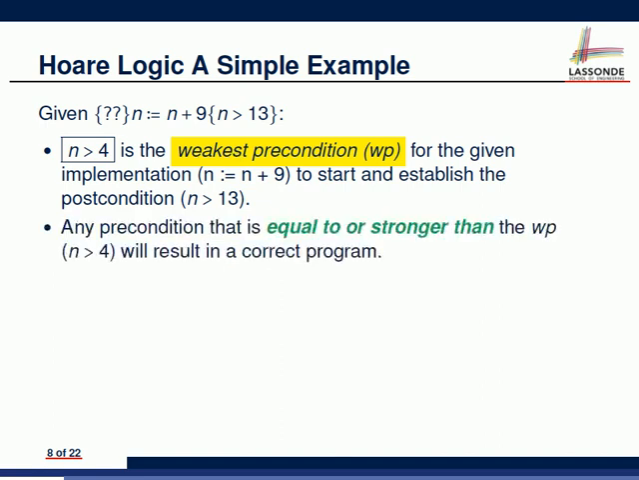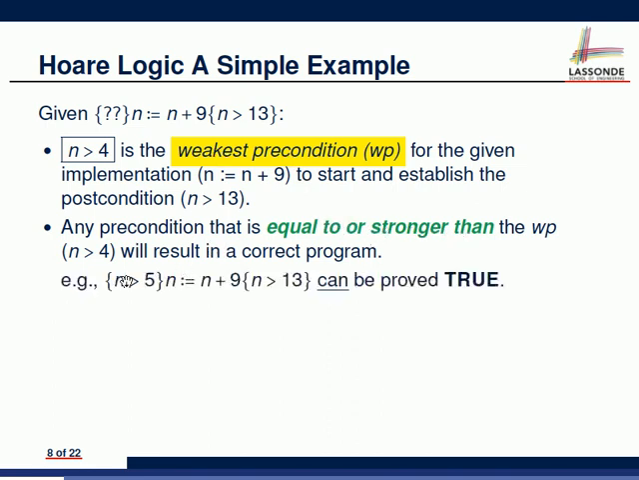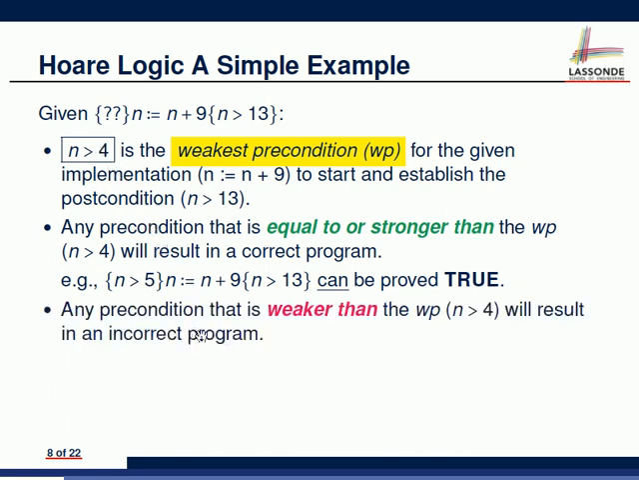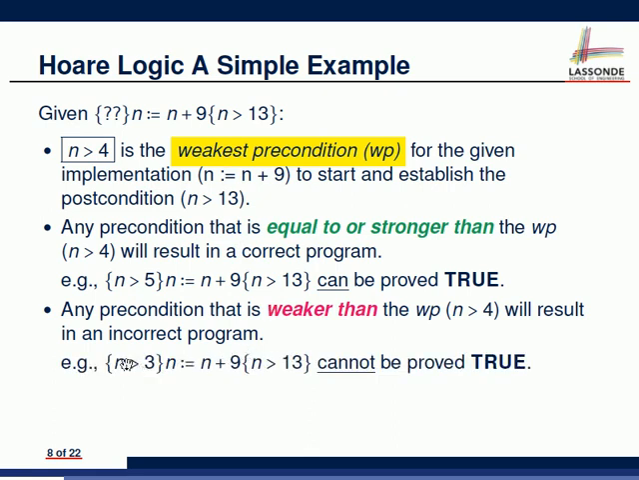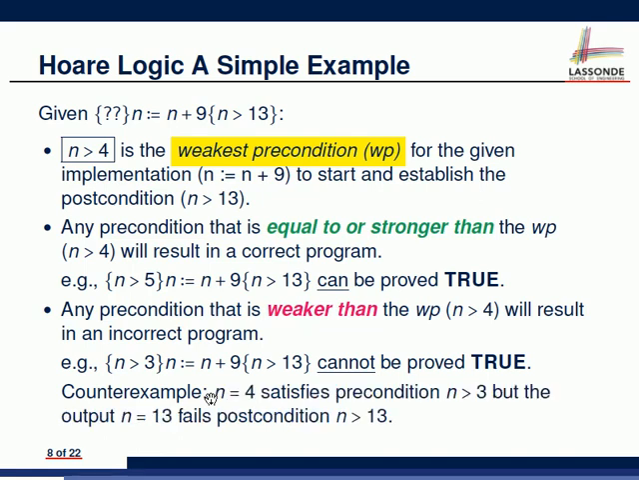Now, any precondition that's equal to or stronger than that, it will be a correct program, right? For example, n larger than 5. N larger than 5 is actually stronger than that, so we are fine. And also, anything that's weaker than the weakest precondition, which we'll show you in the next slide how to calculate, is going to be an incorrect program. In this case, for example, n larger than 3 is actually weaker than that, right? So it's not good. And you can always give a counterexample.